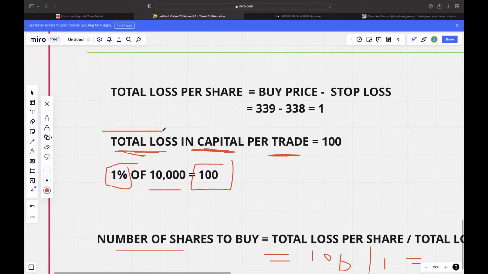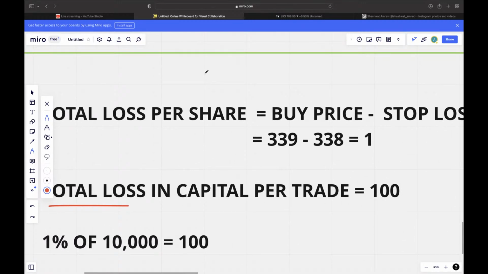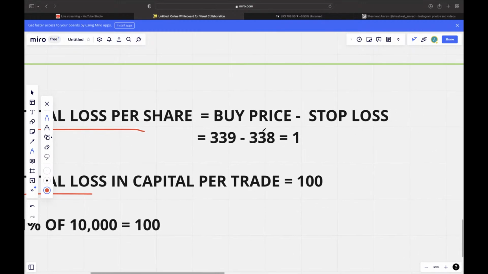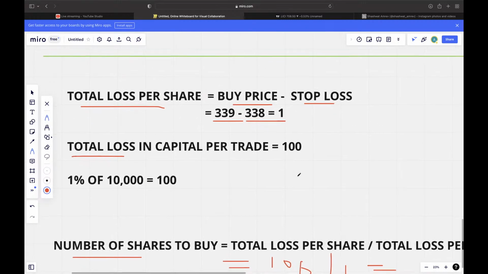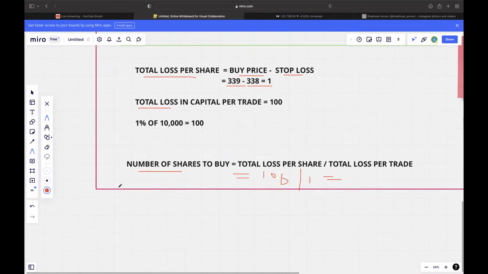You cannot lose more than this. You can only lose 100 rupees per trade. How do you do this then? Calculate this. Total loss per share is buy price minus stop loss: 339 minus 338 equals 1. Now the final formula is number of shares to buy equals total loss per trade divided by total loss per share.